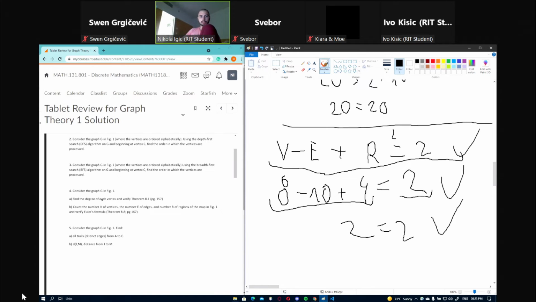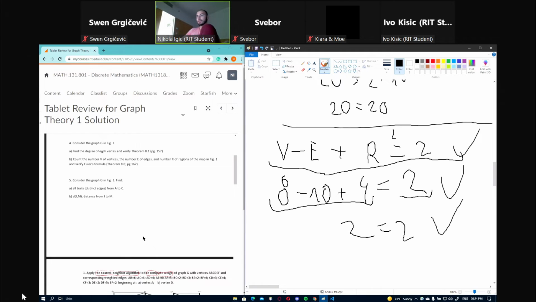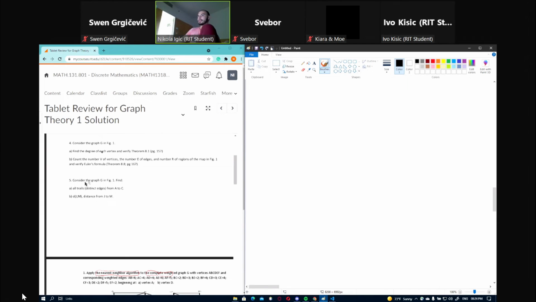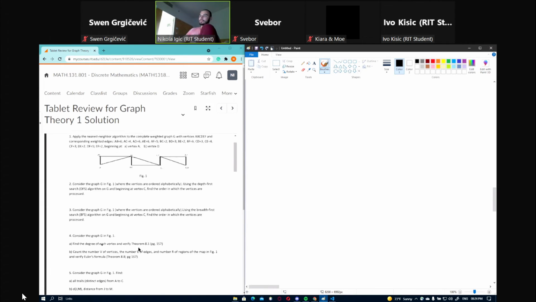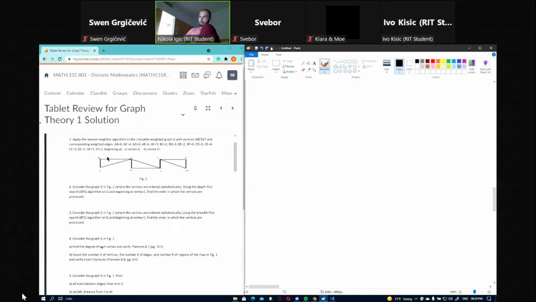Okay, let's see what's the last exercise. Consider the graph G. This exercise doesn't have any theory. Consider graph G, and find all the trails from A to C. There is no math. You need to do it on your own.